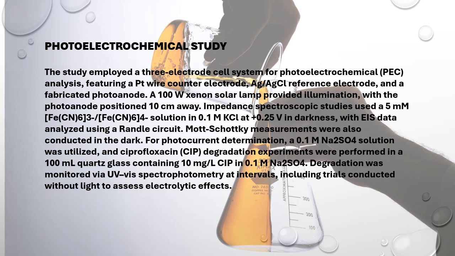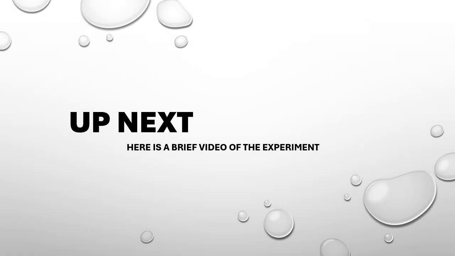For photocurrent determination, 0.1 molar sodium sulfate solution was utilized, and CIP degradation experiments were performed in a 100 milliliter quartz glass containing 10 milligrams per liter of CIP in 0.1 molar sodium sulfate. Degradation was monitored via UV-Vis spectrophotometry at intervals, including trials conducted without light to assess the electrolytic effect, which will be shown below. So here's a brief description of how the experiment was conducted.